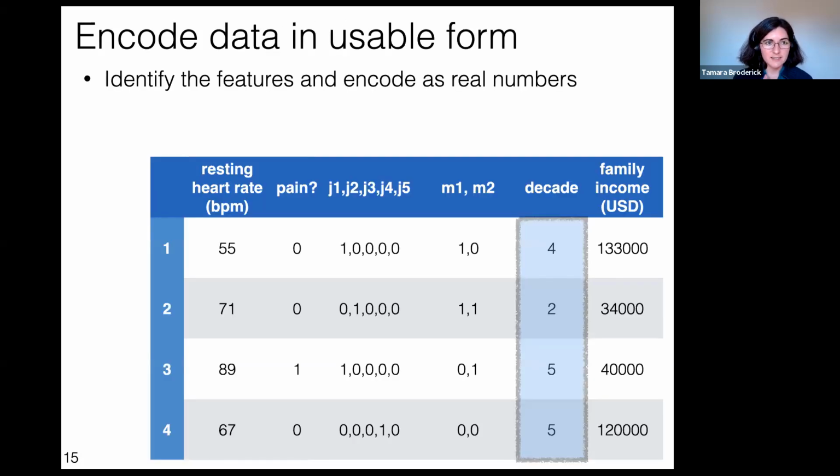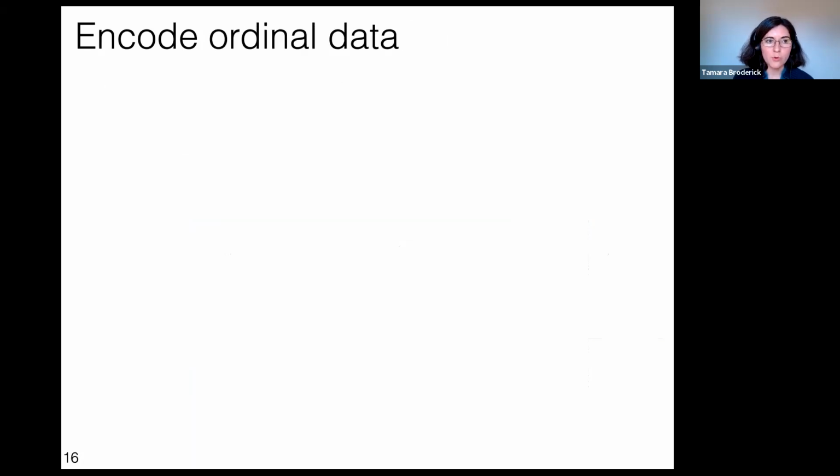Now I'm just going to take a little bit of a detour for something that we don't have in our data here, but could come up. And that's something called ordinal data.